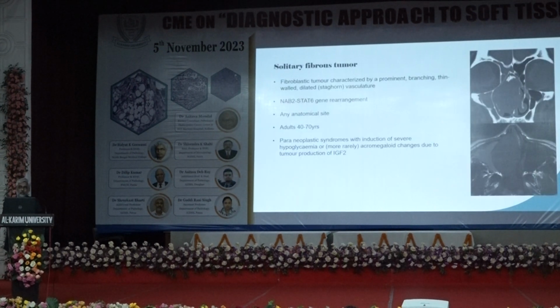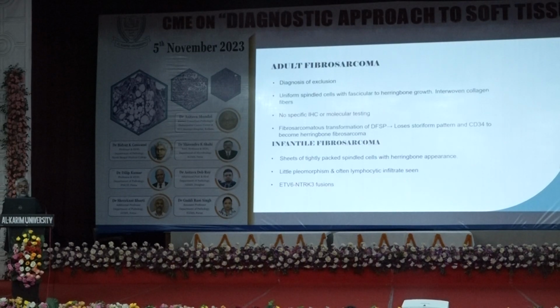In the solitary fibrous tumor, and then we come to adult and infant type fibrosarcoma. I have already reiterated, fibrosarcomas are to be diagnosed after exclusion of all the other sarcomas. Because they are not very common, and also if you are diagnosing something as fibrosarcoma only looking at the morphology, probably you have missed out many other morphological mimics.